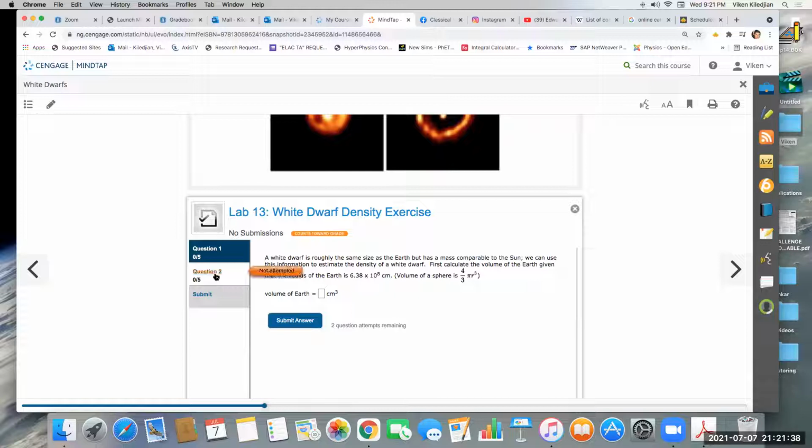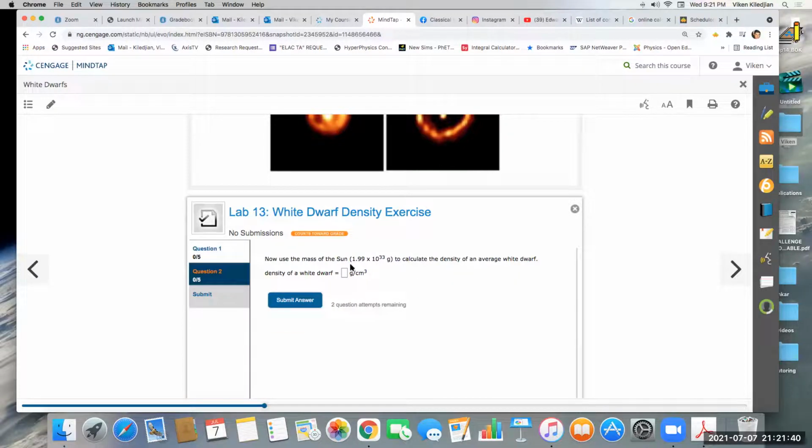Then you go to question 2, but now the white dwarf's mass will not equal the Earth's mass. It will equal the sun's mass. So then you're going to take the mass of the sun and divide by the volume that we just got.